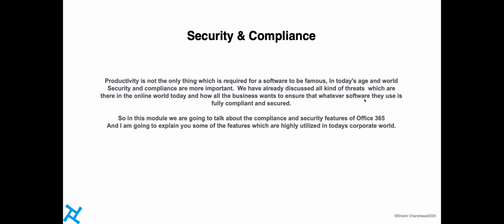Productivity is not the only thing which is required for a software to be famous nowadays. In today's age and world, security and compliance are equally important, if not more important. We have already discussed all kinds of threats which are there in the online world today, and honestly speaking we discussed a little bit of threats, but these threats are evolving every day. There is a new kind of threat or a way of scamming people which comes up every now and then, and all businesses want to ensure that whatever software they use is fully compliant and secured.